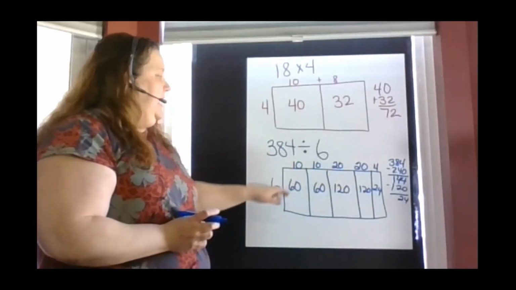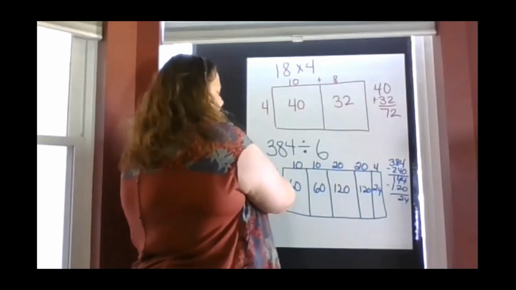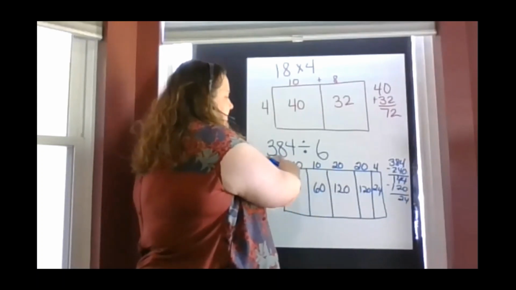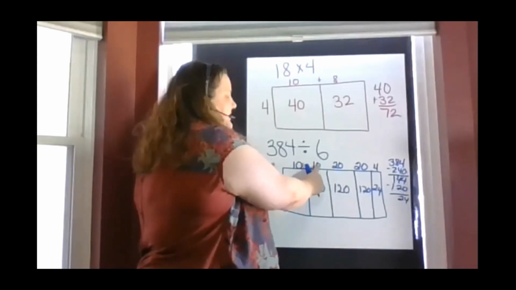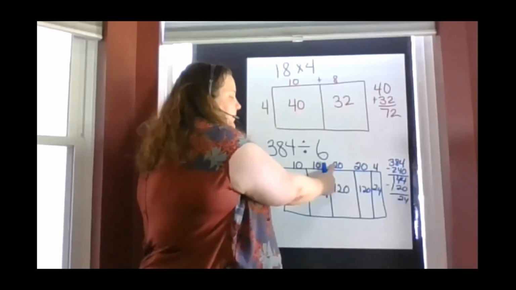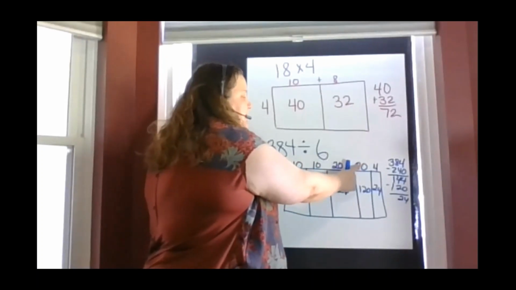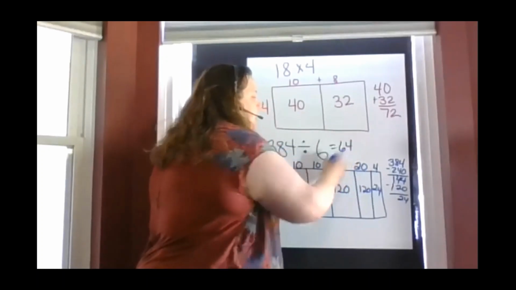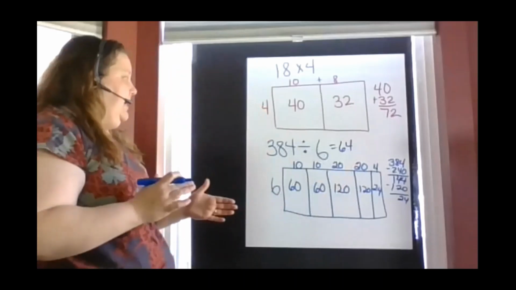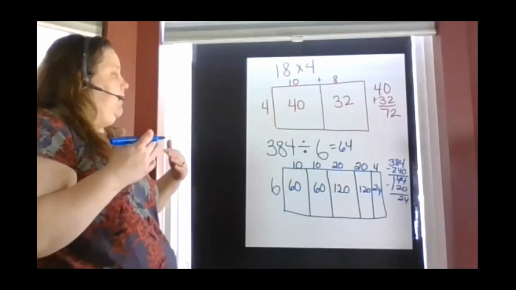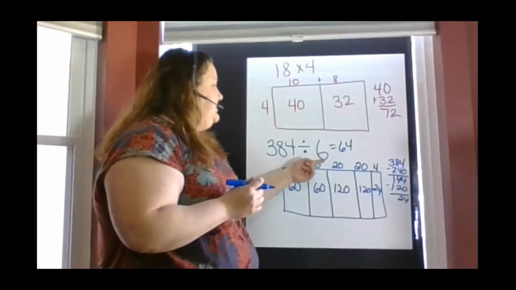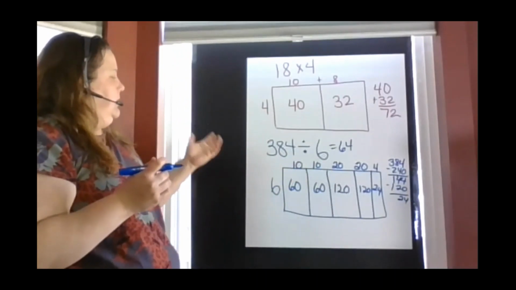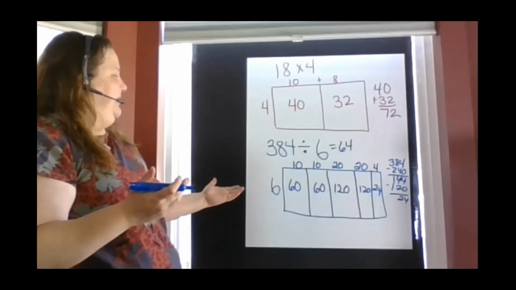And so now I want to know, I divided by 6, how many groups of 6 did I get out of this 384? I have 10 plus 10 plus 20, I'm up to 40. Plus 20 is 60, plus 4 more is 64. Now, if I knew right away that 40 times 6, is that right? I'm questioning myself now.